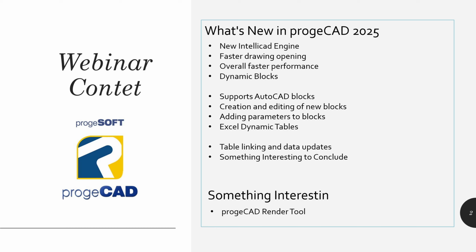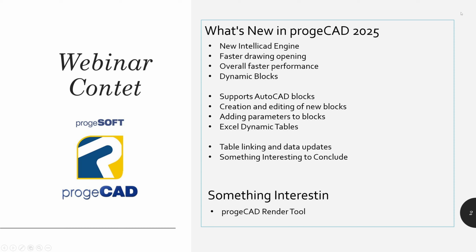Next we will dive into some dynamic blocks after we test out the IntelliCAD engine. We will see what they are used for and how to make them a little bit, but just the basics. We're not gonna go deep into it. This webinar will be a little bit smaller than usual. Then we will see some Excel table linkages inside of progeCAD, and to conclude, something interesting: we will look at progeCAD rendering tools.